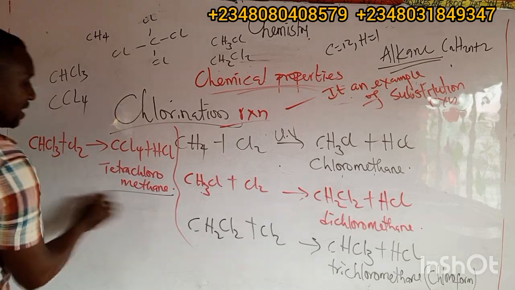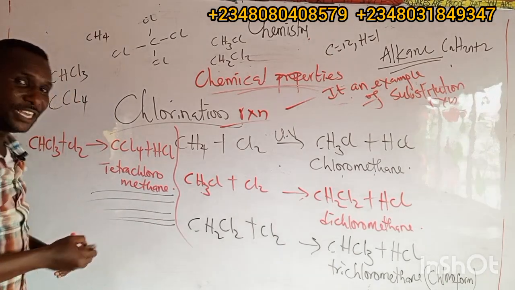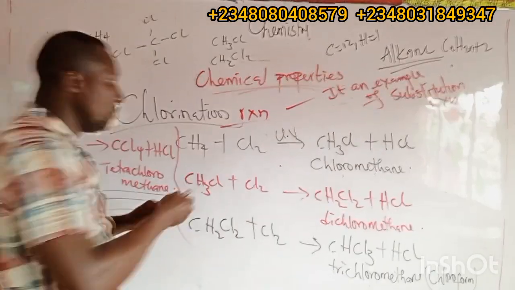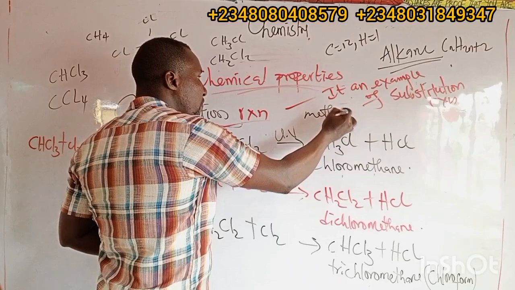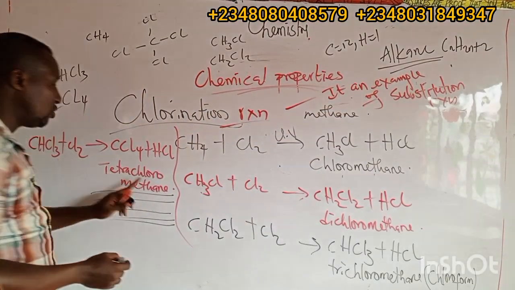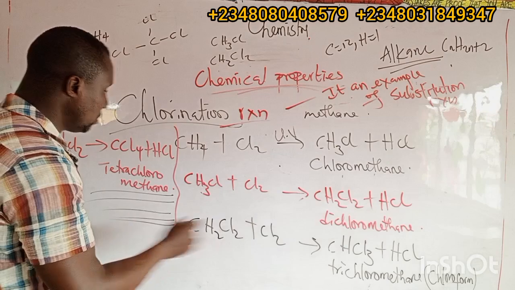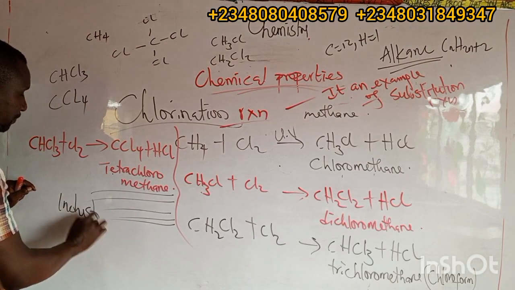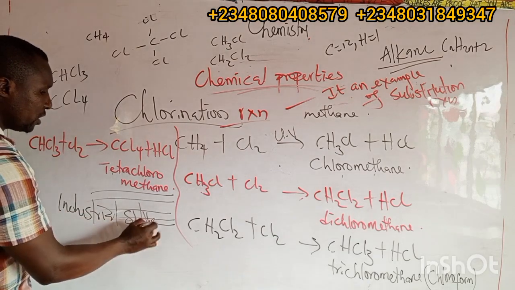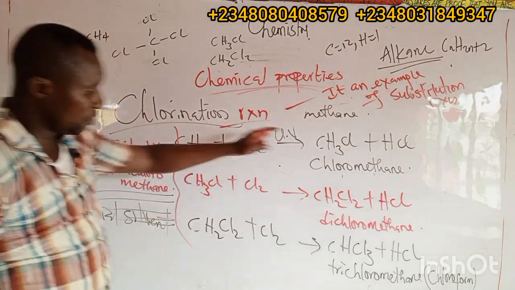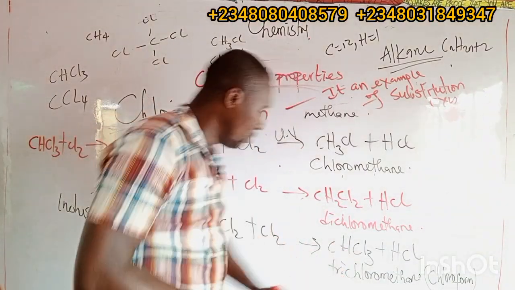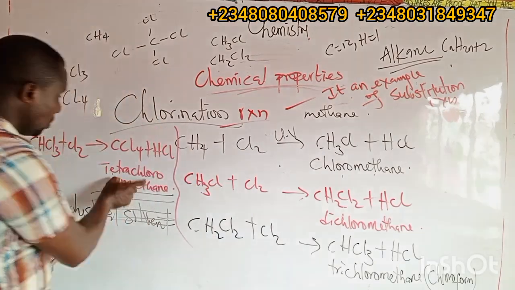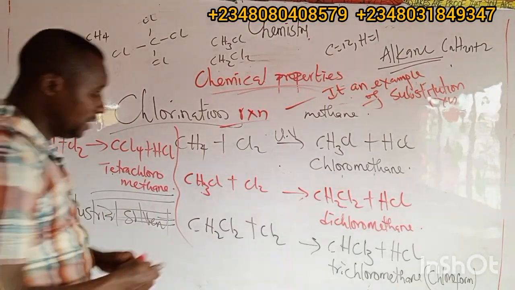That's the final substitution, the final chlorination of methane. The final chlorination of methane is tetrachloromethane. Take note, what can they be used as? Industrial solvent. Mostly, all of them can be used as solvent: chloromethane, dichloromethane, trichloromethane, tetrachloromethane. But most importantly, this one is used as an industrial solvent.